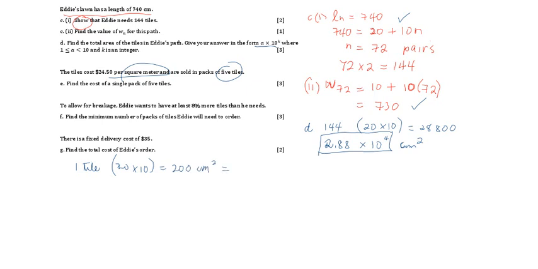We can convert this into meters, 0.02 square meters. And 1 square meter, we divide that by 0.02 square meter. So in 1 square meter, we will be needing 50 tiles. Okay, but these are sold in packs of 5 tiles, so 50 divided by 5 equals 10 packs.